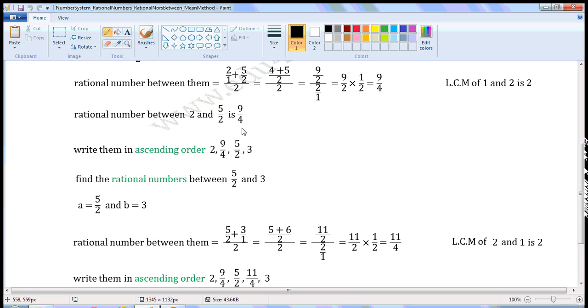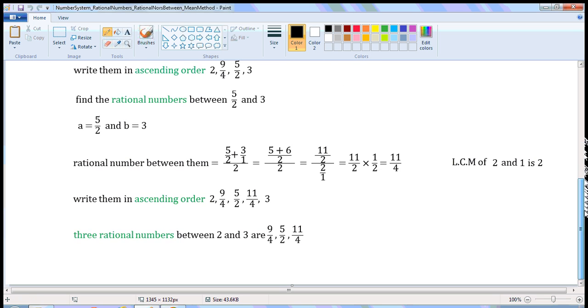So write them in ascending order: 2, 9 by 4, 5 by 2, 3. Now find the rational number between 5 by 2 and 3. a is equal to 5 by 2, b is equal to 3. So the rational number between them is equal to (5 by 2 plus, we can write 3 as 3 by 1) by 2.